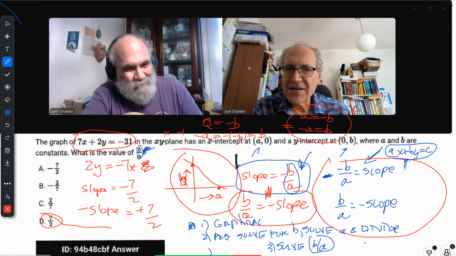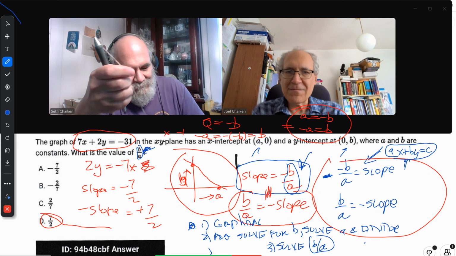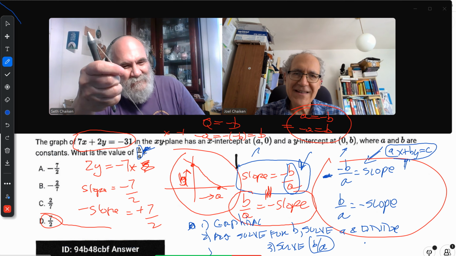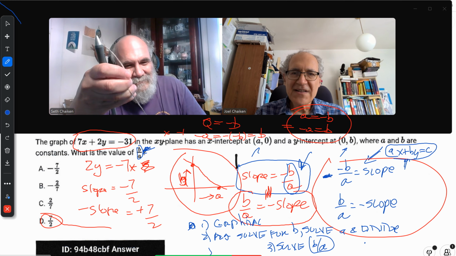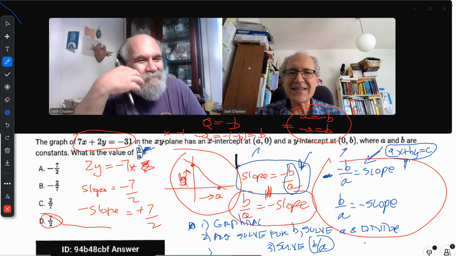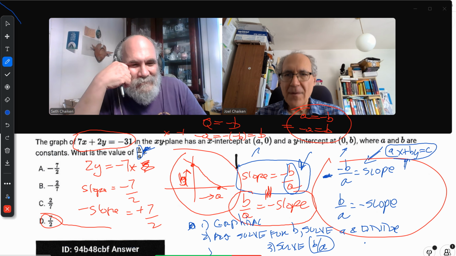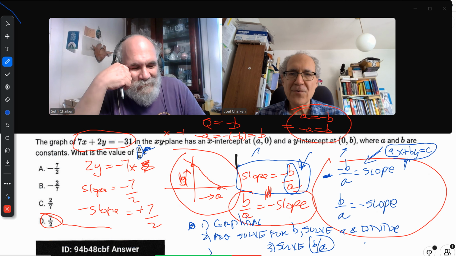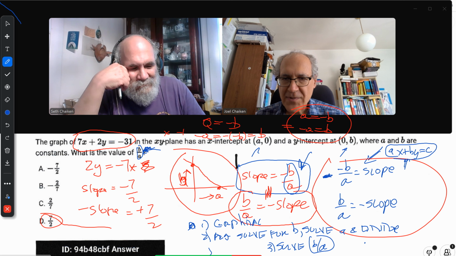Well, it depends on how you did the problem. Right off the bat, it looks like they want to see, first of all, if you know how to get the x and y intercepts from a linear equation that's in standard form, and then how to follow instructions, B over A, and also how to deal with negative signs.